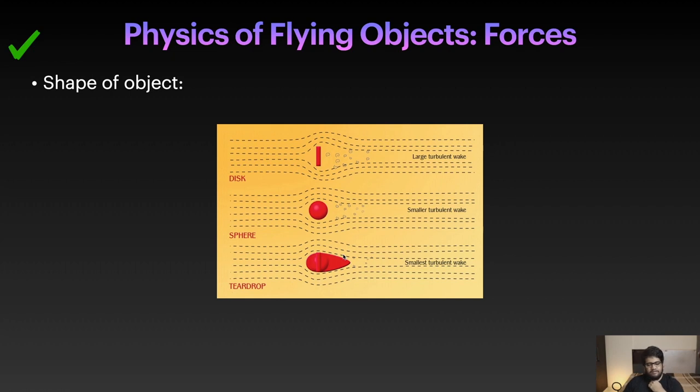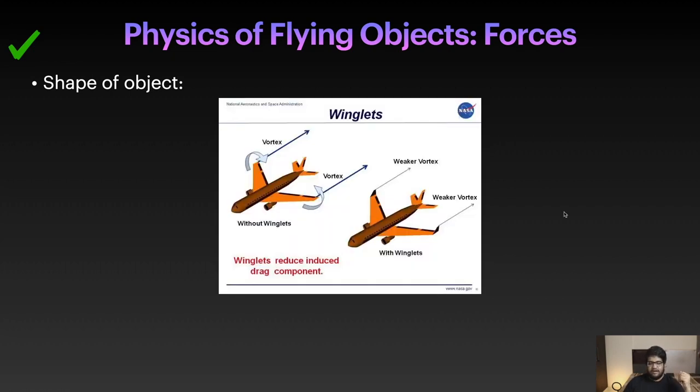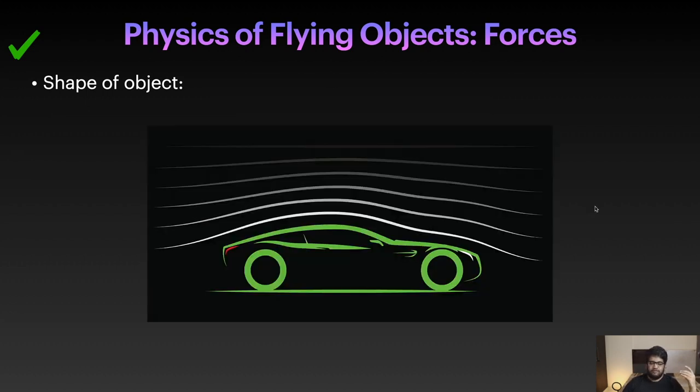And again, these kinds of things are very common to see in nature. This is a diagram by NASA, and you can see the winglets. Winglets are something at the edge of the airplane wing, and you can see it's tilted upwards, and it creates some sort of air vortex, and the winglet reduces the induced drag component. So again, there are a lot of different places where you can see the application of changing shape to reduce drag.